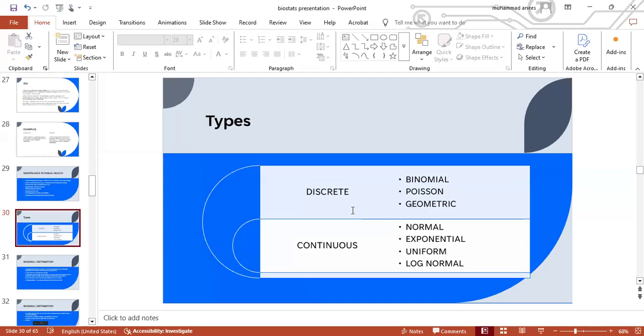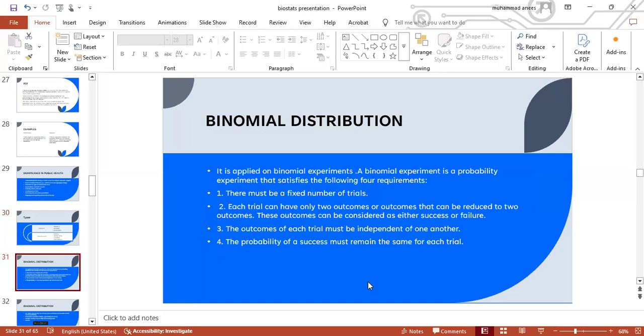Now, we have talked about the different types of discrete and continuous distribution methods. We have binomial, Poisson, and geometric distribution under the heading of discrete variable distributions, and we have normal, exponential, uniform, and log normal under the heading of continuous variable distributions. Moving on to the detail of the binomial distribution.